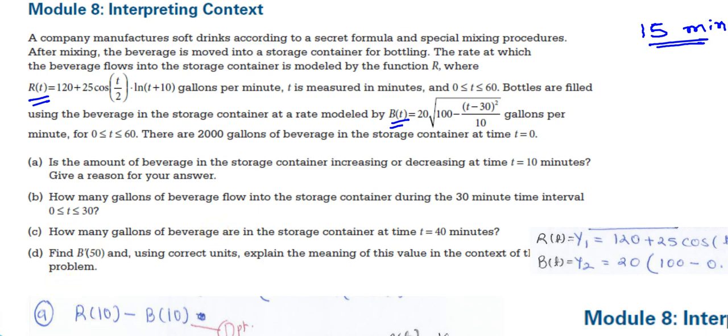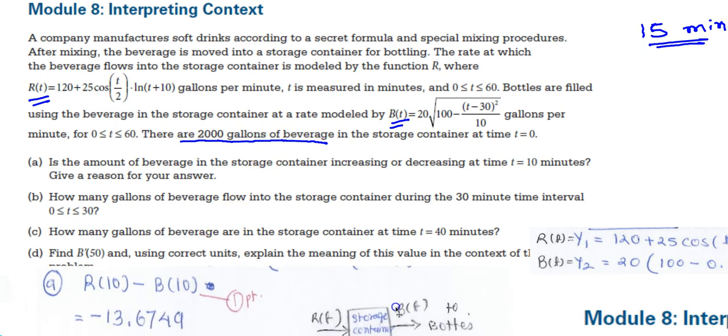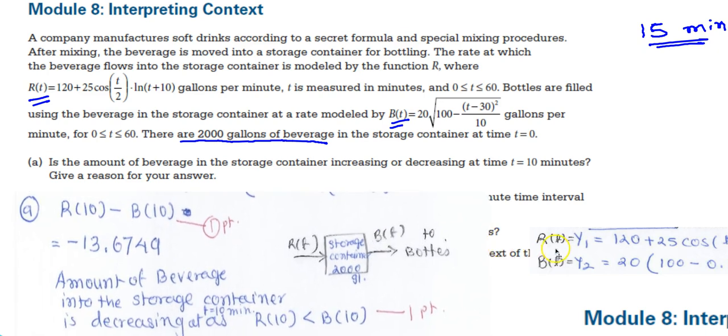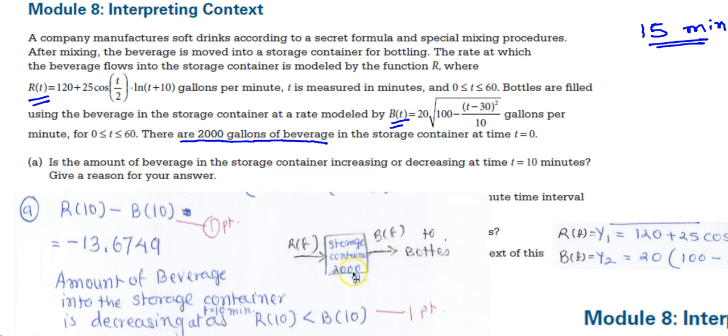Okay, so let's visualize this problem here. Amount of drink coming in, the beverage, and amount going out. Initially, there are 2,000 gallons of beverage in the storage tank. So I like to visualize it here. Think about this. Storage tank, 2,000 gallons is there. R of t is going in, B of t is going out to the bottles.